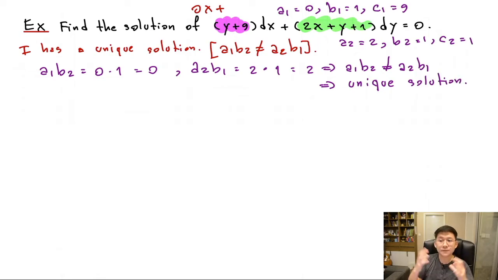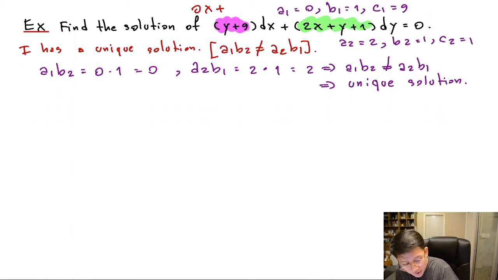Okay, so first just check whether or not there's a unique solution. There's a unique solution when a1 b2 is not equal to a2 b1. Make sense? And in that case we'll solve for the solution, right?